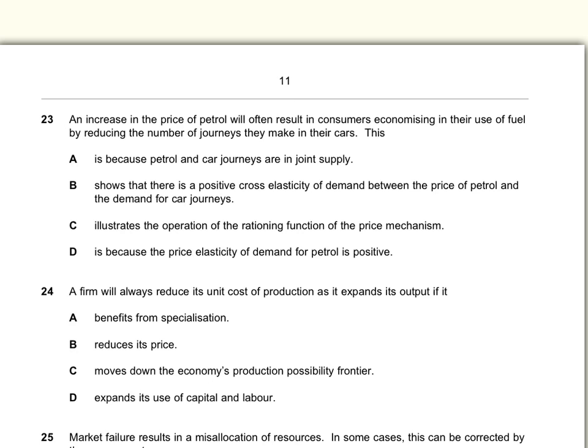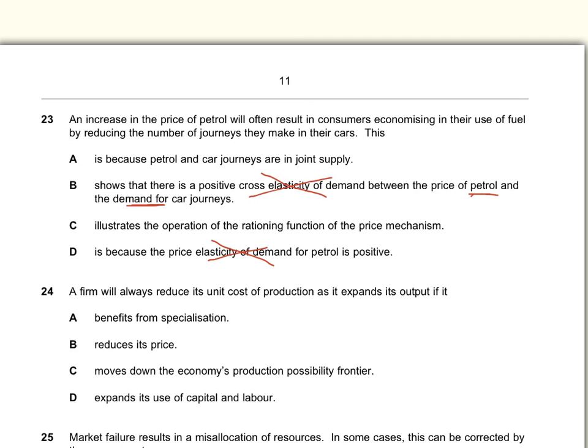Question 23, approach it by elimination really. So price elasticity of demand for petrol is positive. Well, that's clearly not true. There's always a positive cross elasticity of demand between petrol and demand for car journeys. Well, again, that's not true because that would suggest they're substitutes, and they're not. They're complements.